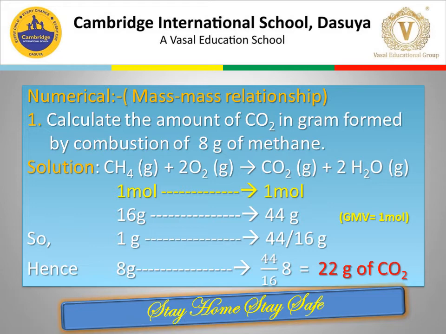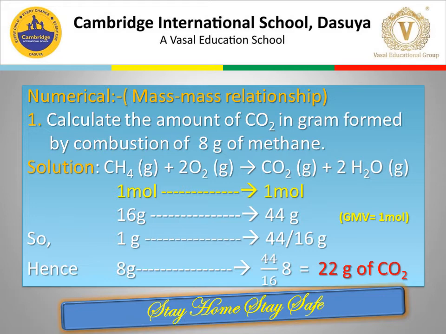From this equation we see that 1 mole of methane gives 1 mole of carbon dioxide. And we will make use of this fact to solve our numerical. So 1 mole is equal to gram molar mass, and for methane it is equal to 16.